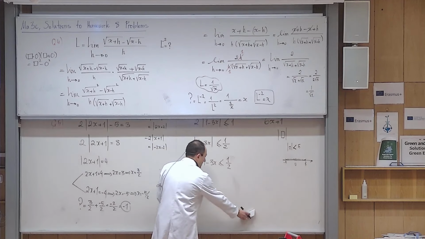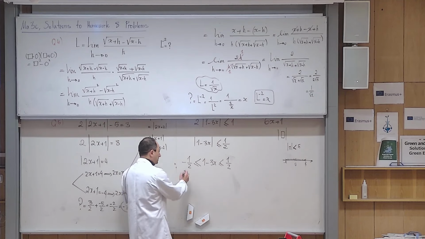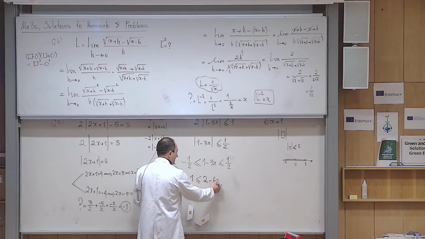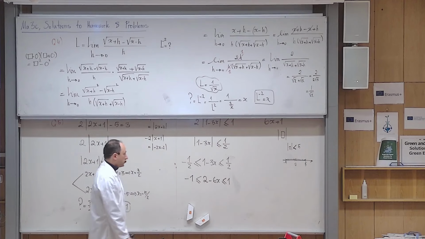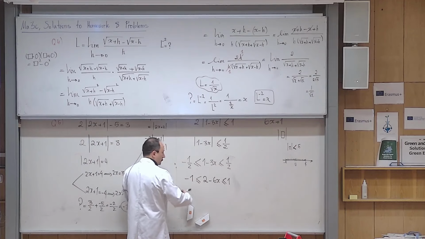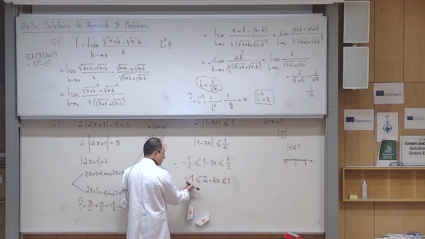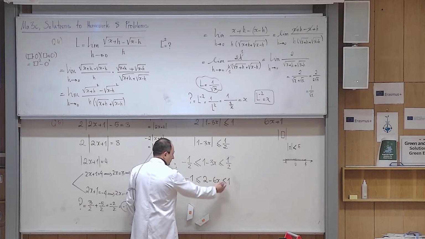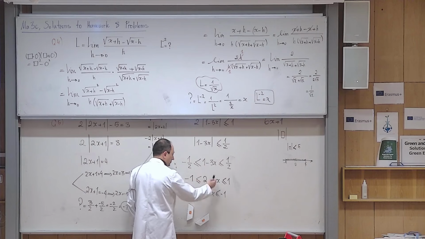The first recipe is that I told you that I don't like fractions. I multiply everything by 2 to get rid of fractions. It is not necessary, but it is useful. Okay, so it becomes minus 1 less than or equal to 2 minus 6x, and then this becomes less than or equal to 1. If you want to solve the inequality, you have to isolate your x. So the next step is to get rid of this 2. So I add minus 2 to all sides. This becomes minus 3, this becomes minus 6x, and this becomes minus 1. I added minus 2 to all of them to get rid of these 2.